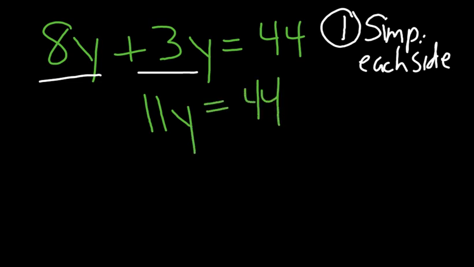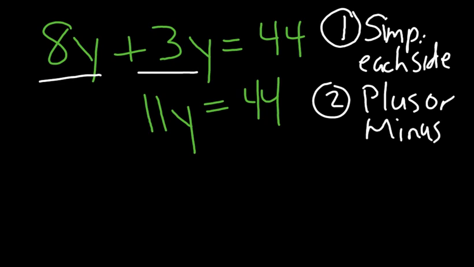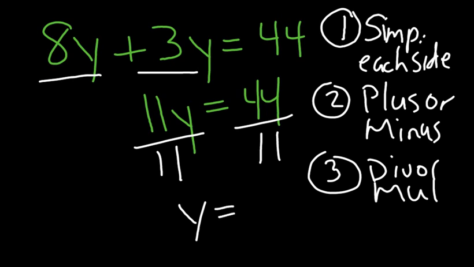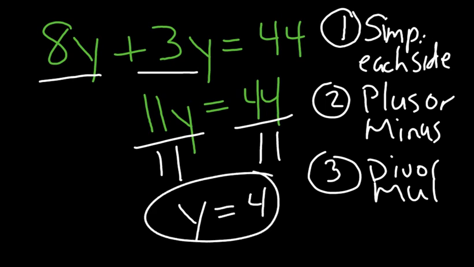Now, the second step is still take care of the plus or minus thing. Whatever's adding or subtracting. But there's nothing adding and subtracting in this one, so we can skip that step. And then step 3 is still divide or multiply. Okay, in this case, we're going to divide because 11 and y are multiplying. Divide by 11, we get y equals 4. It's pretty easy to check this. What's 8 times 4? 8 times 4 is 32. What's 3 times 4? 12. What's 32 plus 12? 44.